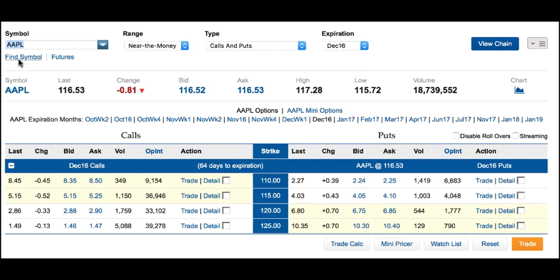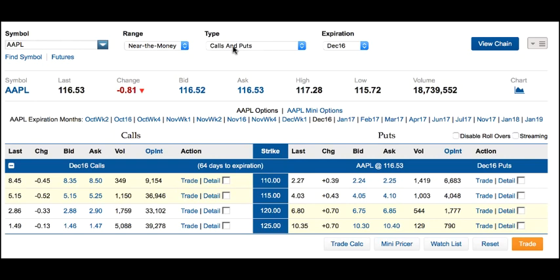But the first thing you're looking at is up here in the top left, the symbol. And obviously that's just the stock ticker for whatever stock you want to buy an option for. Now, the range can either be near the money or all. You're usually going to pick near the money trades, and that just puts the strike price near the actual price of the stock.